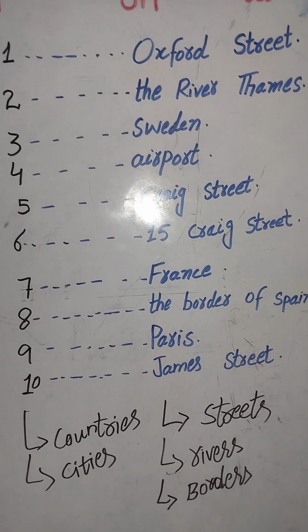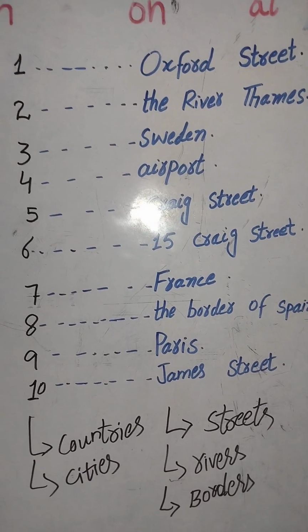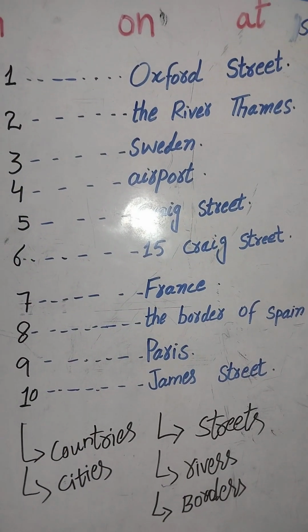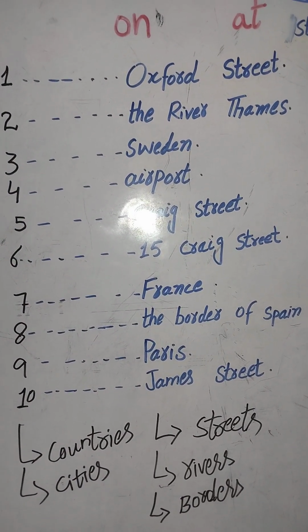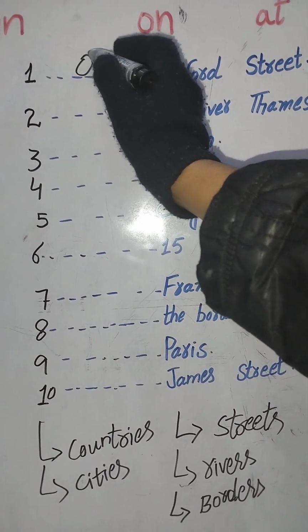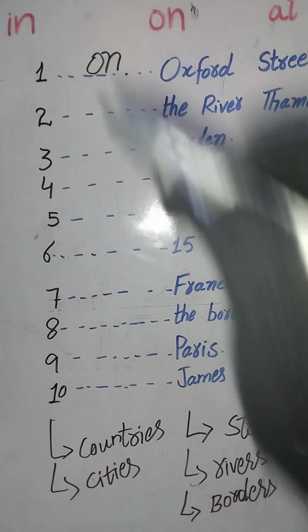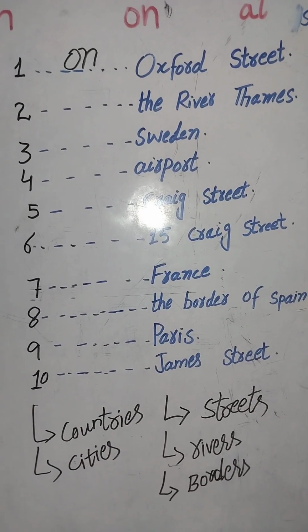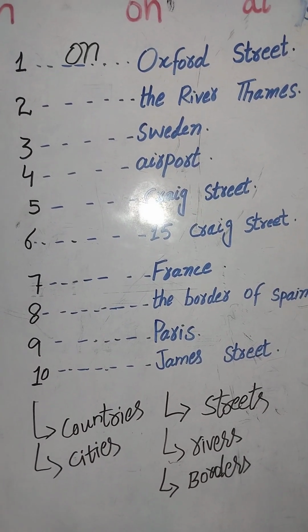Blank Oxford Street. So it's the name of the street. So what do we use? On. On Oxford Street.